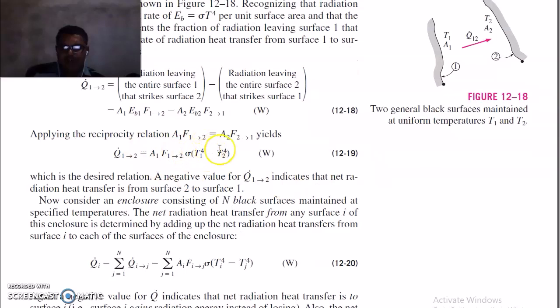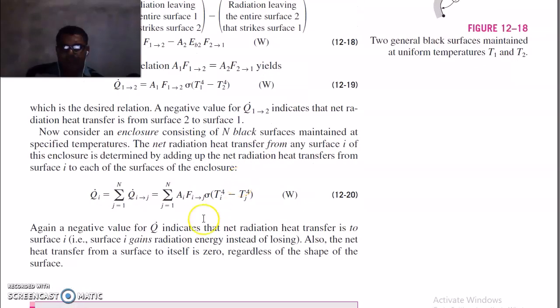We can generalize this for n black surfaces maintained at specific temperatures. The net radiation heat transfer from any surface i of this enclosure is determined by adding up the net radiation heat transfer from i to each of the surfaces. You can generalize, instead of 1, you can write i and j. It is A_i F_i to j sigma (T_i^4 minus T_j^4). Again, a negative value of Q indicates the net radiation heat transfer is to surface i. Surface i gains radiation energy instead of losing. Also, the net heat transfer from a surface to itself is 0 regardless of the shape of the surface.